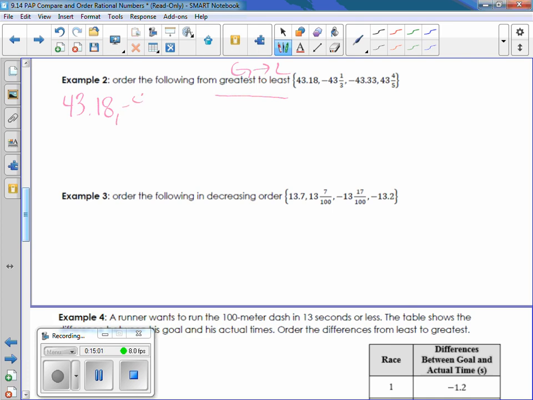43.18, negative 43 and 1/3, negative 43.33, negative 43 and 4/5. So I'm going to circle my positives. That's a positive 43 and 4/5. I'm going to circle my positives because I'm dealing with them first. And I think that 4/5 is pretty easy to convert to a decimal. Do we agree? Yeah? Okay. So I'm going to do times 2, and we'll get 8/10. So I know this is going to be 43.8.